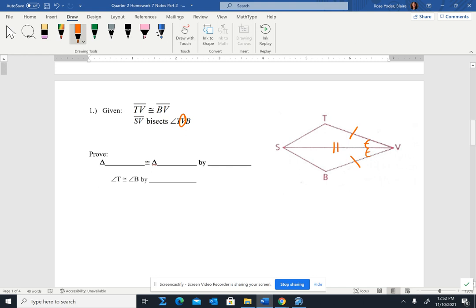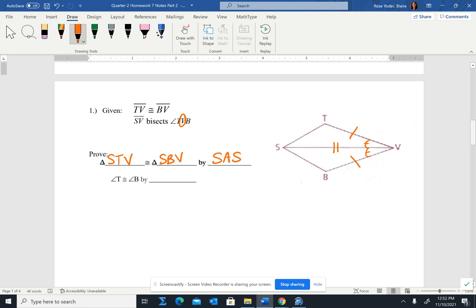So I can name the first triangle however I want. I'm going to go with STV, which means I have to name the other triangle SBV so that everything all lines up to each other. So which triangle shortcut is that? Remember, our choices are side, side, side, side, angle, side, angle, side, angle, and angle, angle, side. So this one is side, angle, side.